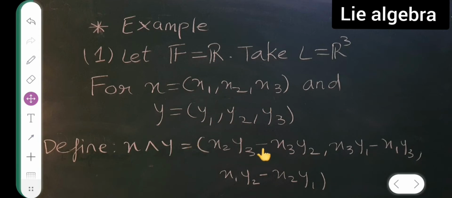First, what I have done over here is this part: x2 into y3, this into this, minus x3 into y2 here, comma, x3 into y1, this x3 and this y1, minus x1 into y3 here, comma, x1 into y2 and x2 into y1 over here. Okay, I'll turn the page.